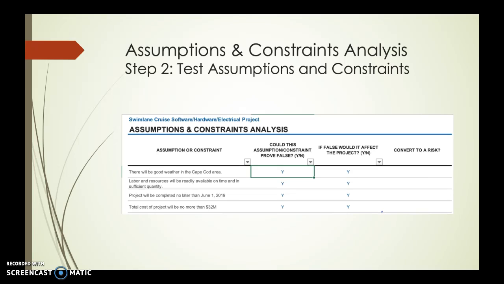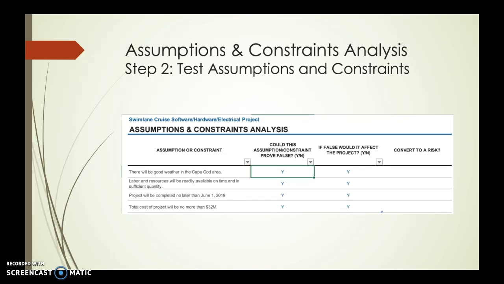If there's bad weather, will that affect the project? Yes, it could affect the project. It could cause schedule delays, for example. If labor and resources were not readily available on time and in sufficient quantity, would that affect the project? Yes, it would. That also could cause cost overruns and schedule delays. If the project is completed earlier than June 1st, 2019, would that affect the project? Absolutely. There's an opportunity there for some schedule savings, but there's also the potential that it's completed later. That would also affect the project.